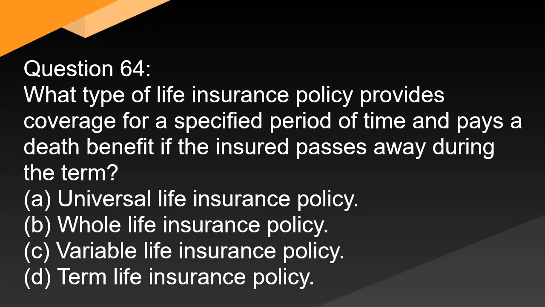Question 64. What type of life insurance policy provides coverage for a specified period of time and pays a death benefit if the insured passes away during the term? A. Universal life insurance policy. B. Whole life insurance policy. C. Variable life insurance policy. D. Term life insurance policy.